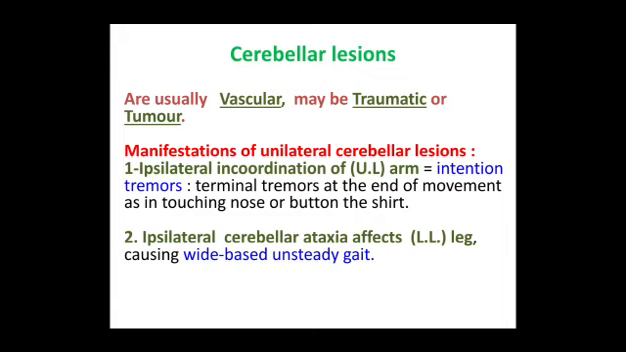So lesions seen usually may be vascular, traumatic or tumor. It will usually be a manifestation of unilateral cerebellar lesions. So it's ipsilateral, same side, incoordination. In the upper limb, arm, intention tremor, terminal tremors at the end of movements as in touching nose or buttoning the shirt. If it affects the lower limb, there is a wide-based unsteady gait.